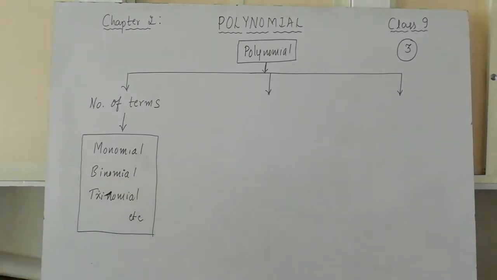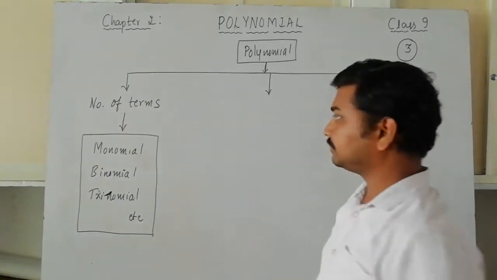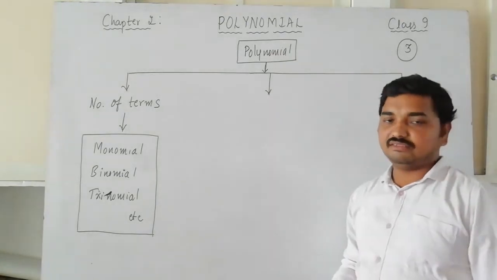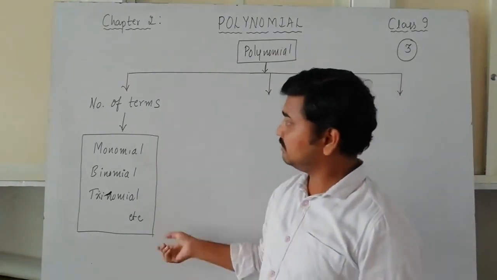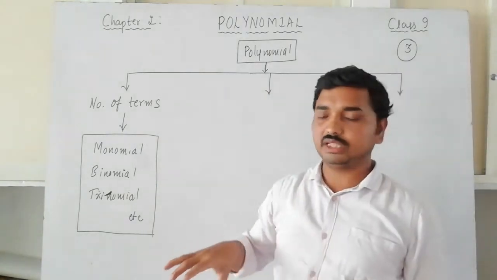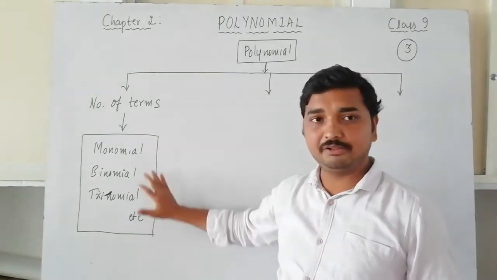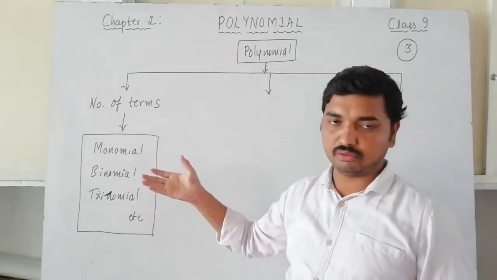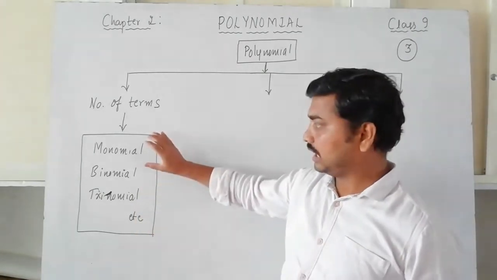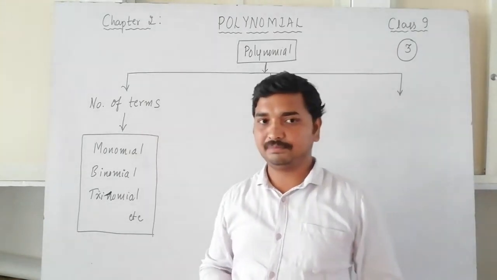Okay, so this is the first type of classification. The second type of classification is actually based on what? This is the classification based on the number of terms. I am not going to give the definition for all these things, because you have learned this already in the 8th standard. Now tell me, what is meant by monomial?